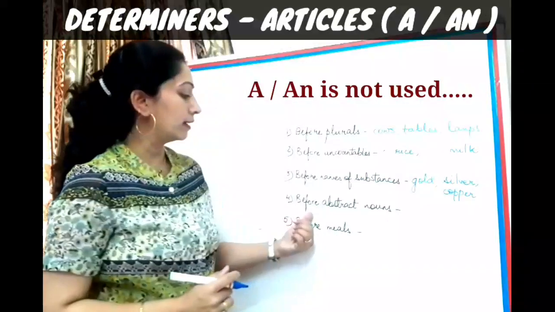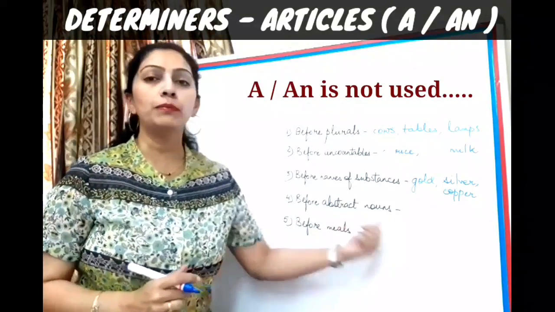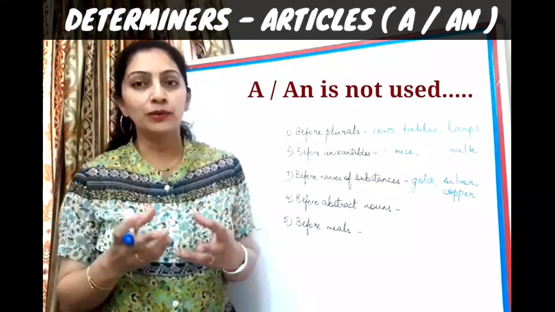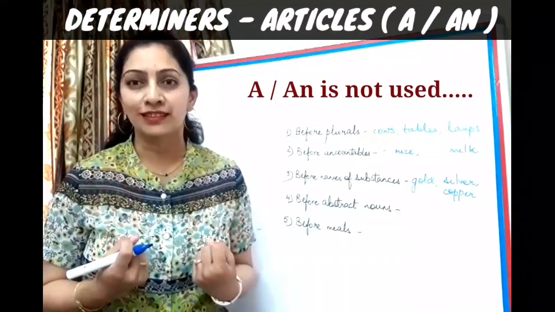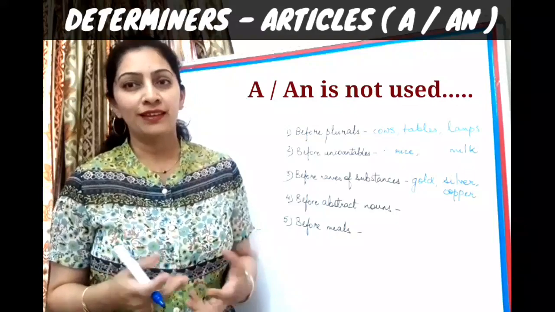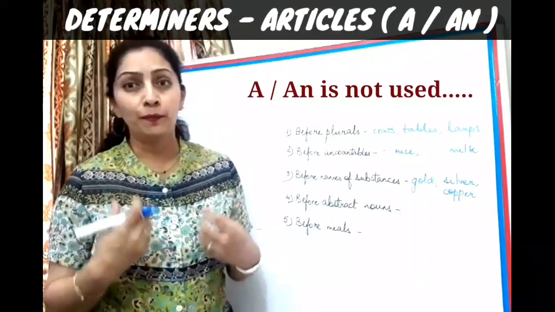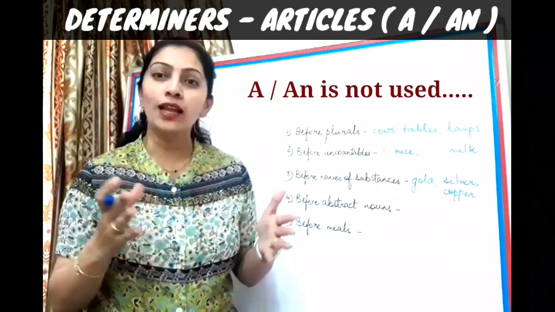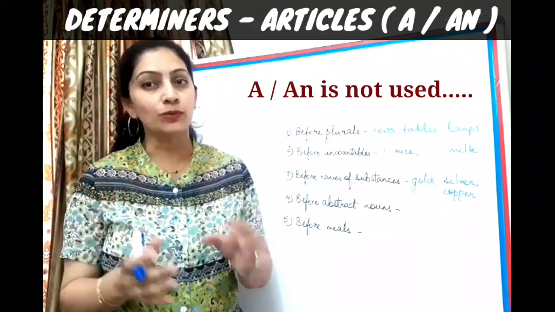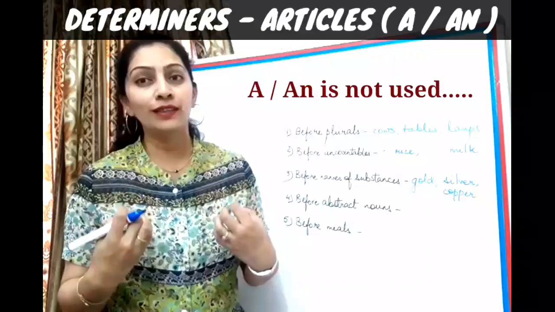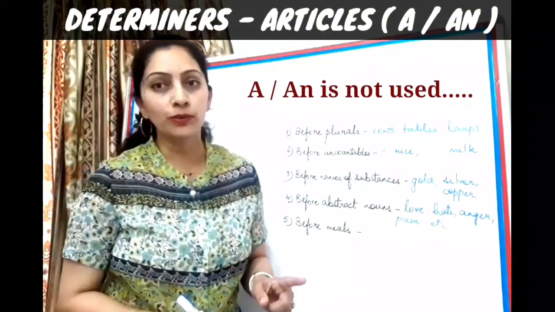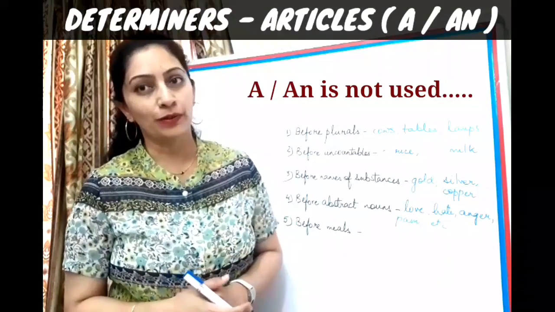Next rule says that we cannot use it before abstract nouns. Now, what are abstract nouns? Abstract nouns are the words given to the feelings. Feelings like happy, sad, cry, pain, grief, love, hate. These are all abstract nouns which have feelings which you cannot touch. You can only feel them inside you. So if you have abstract nouns, you cannot use indefinite articles before them.